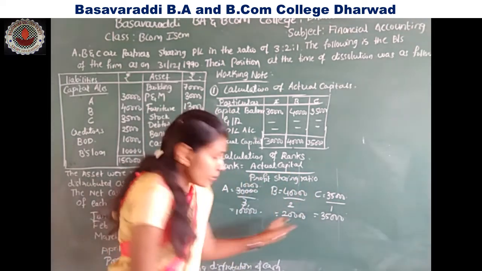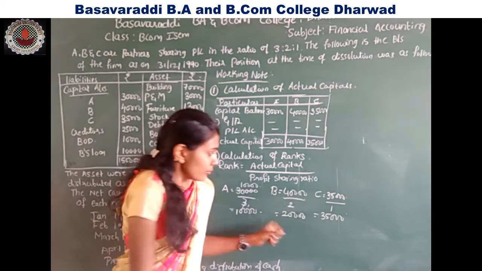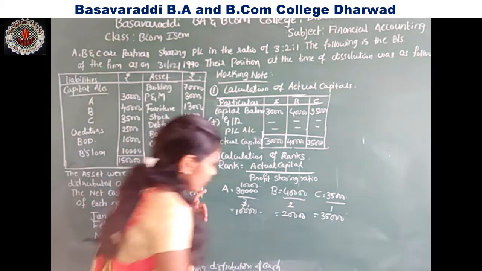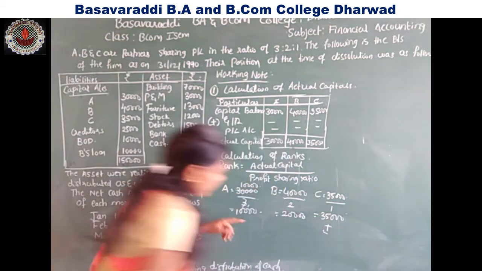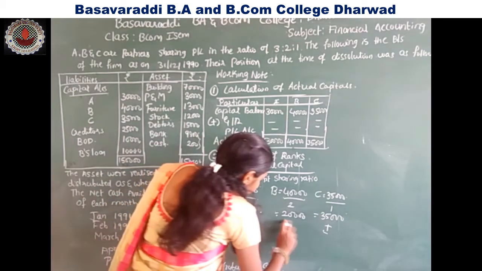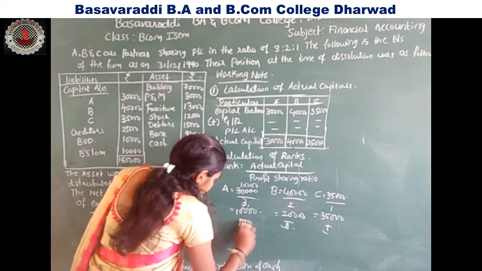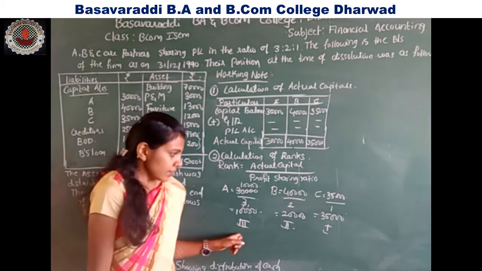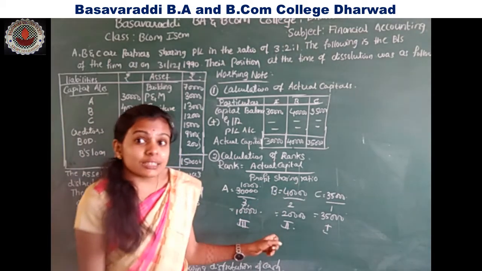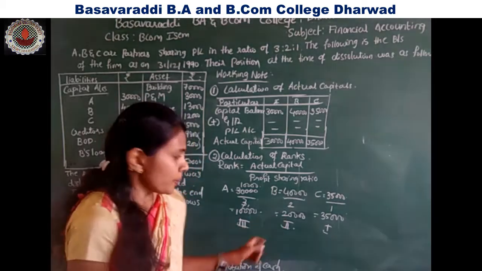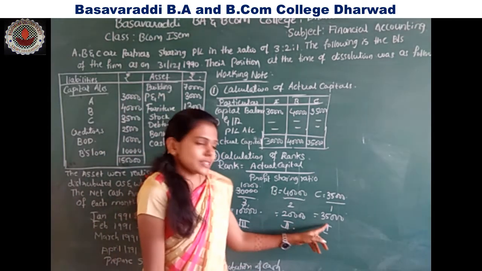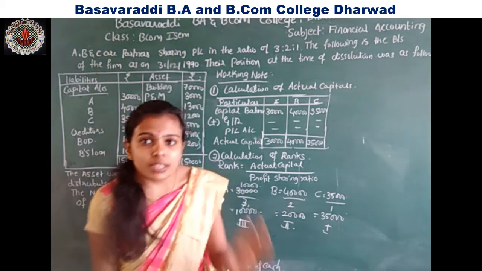Whichever amount is highest, to that partner we give the first rank. And second rank 20,000, third rank 10,000 rupees. Third rank 10,000 is partner A. Second rank, that is partner B, rupees 20,000 is the second rank, and then partner C, rupees 35,000 is the first rank.